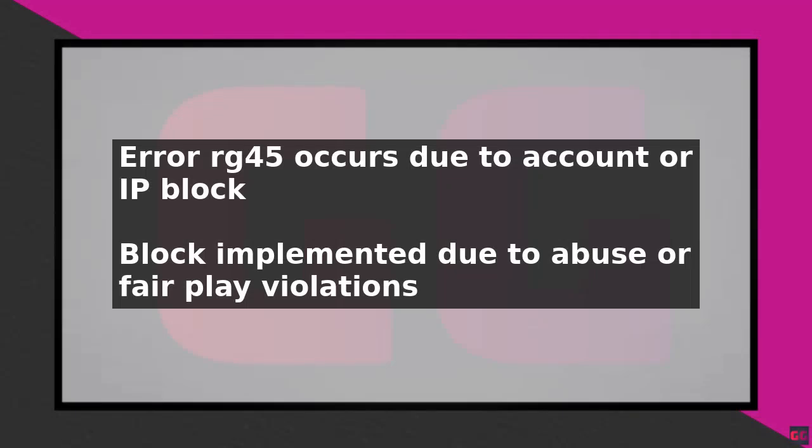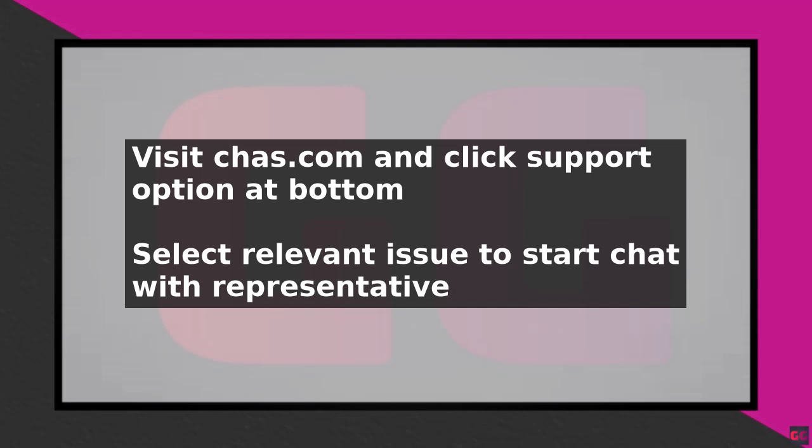to fix the error Rg45 at chaz.com. It's essential to understand why this error occurs. The error, also known as RP13, typically appears when attempting to sign in and indicates that there's a block on either the account or the IP address. This block may have been implemented if an account was previously closed due to abuse or fair play violations.